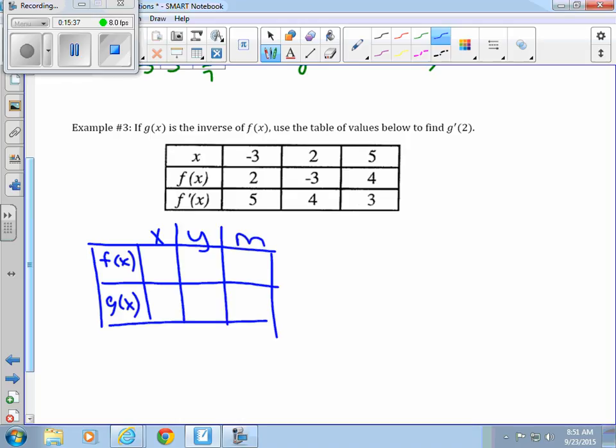I'm wanting to find the derivative of g at? Does everyone agree I want the derivative of g at 2? What does that mean on F? That'll be the Y value on F. So when does F have a Y value of 2? At -3. Everyone check. So this is the column I'm looking at.